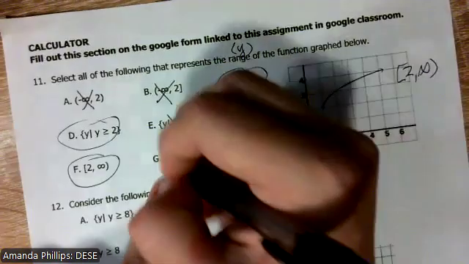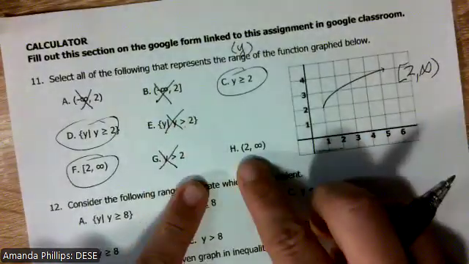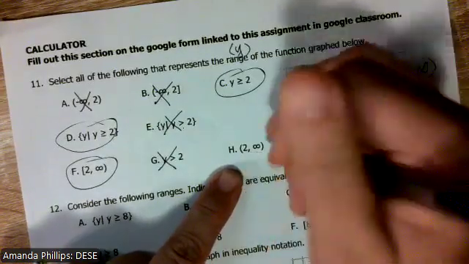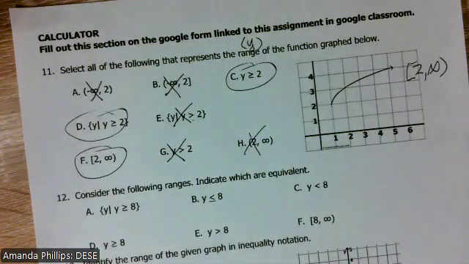Y is greater than 2? Nope. And 2 to infinity, but 2 is a soft bracket, not included, and that is incorrect. Okay, so your answers are C, D, and F.